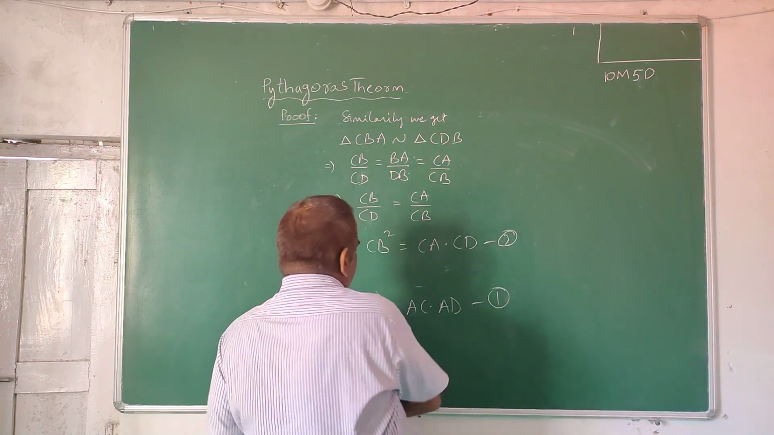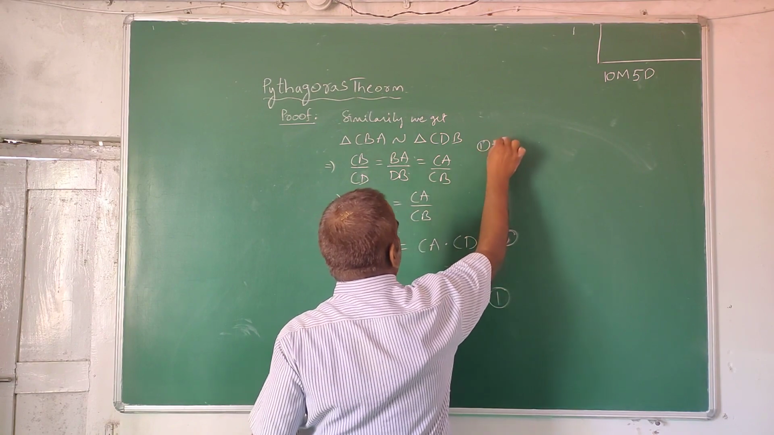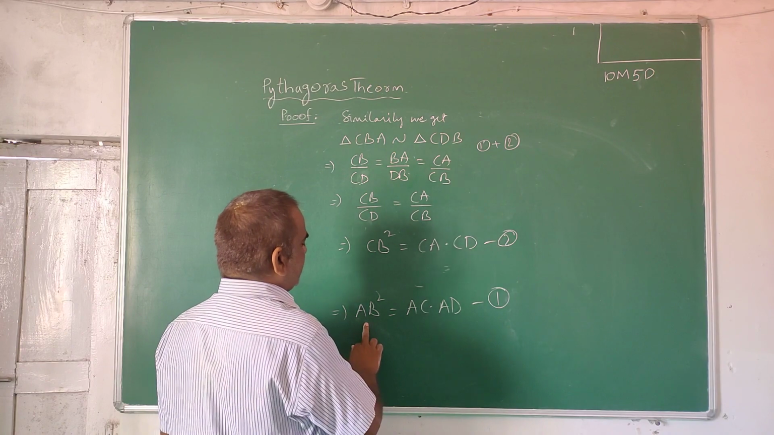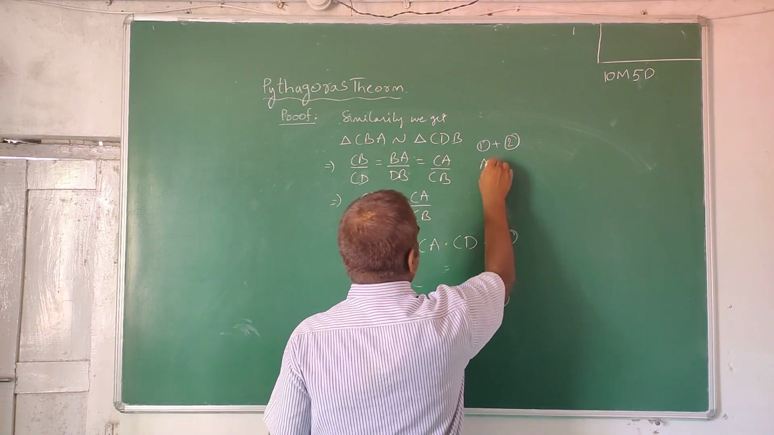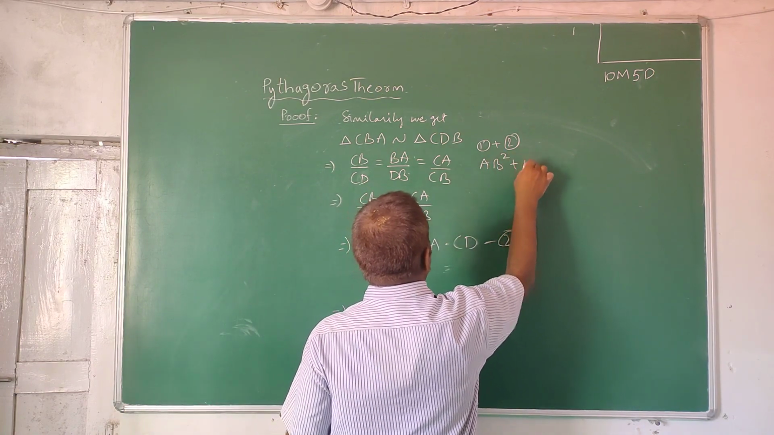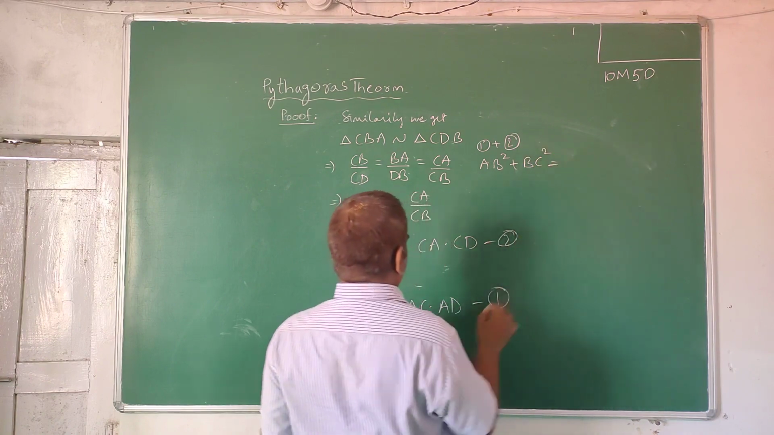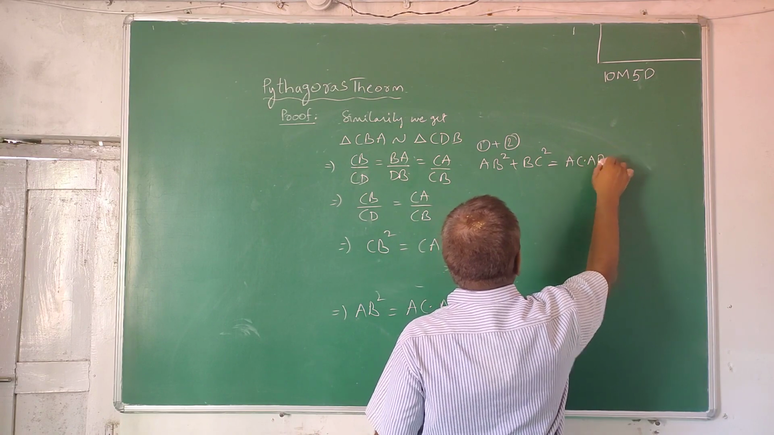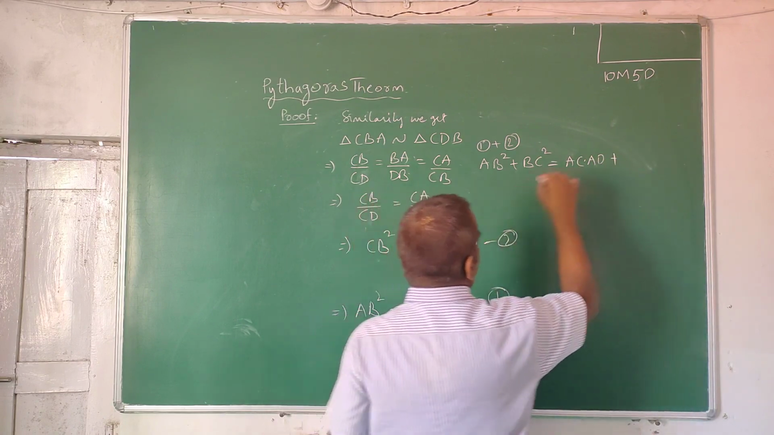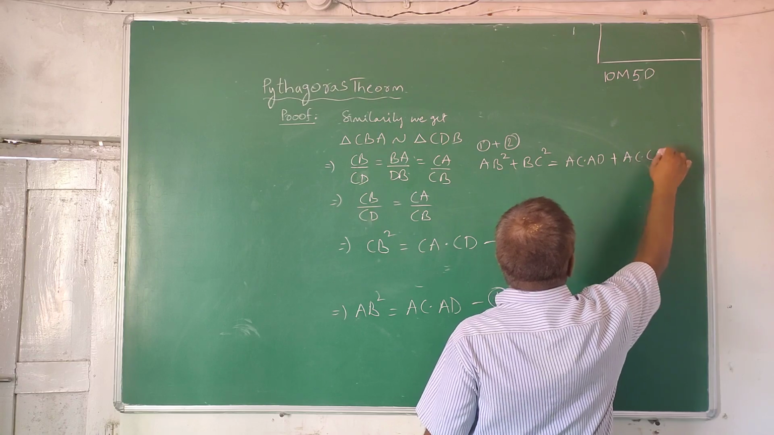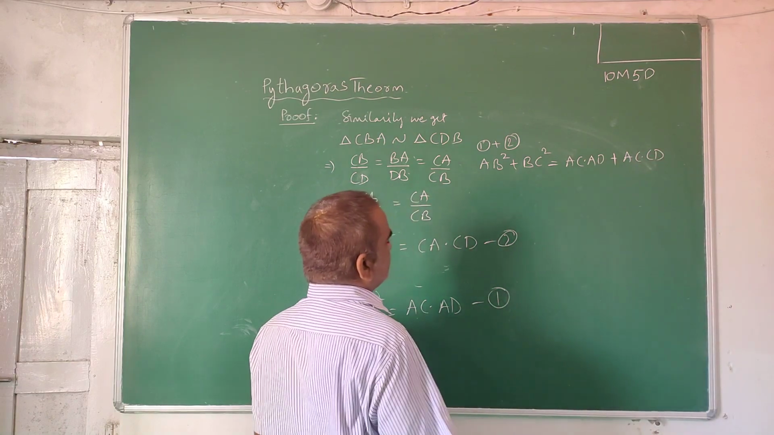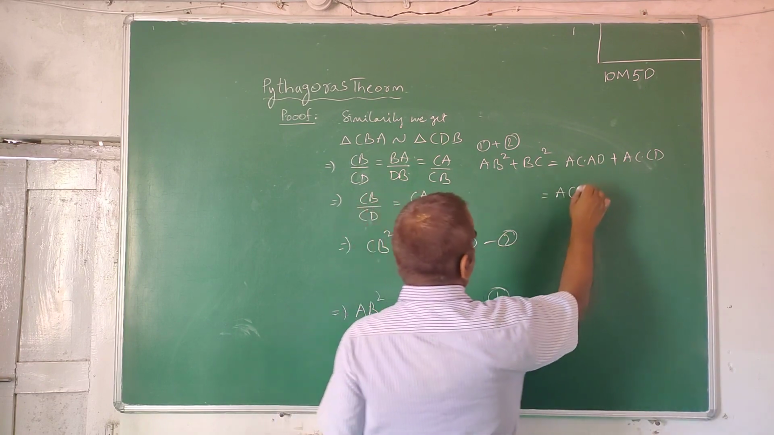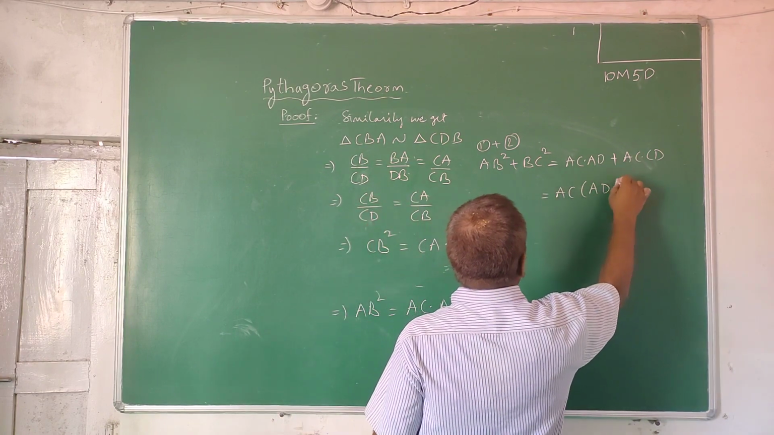So now what we are going to do is we are adding 1 and 2. By adding 1 and 2, what do you get now? AB square plus BC square is equal to AC into AD plus AC into CD. Then if you take AC common, you get AD plus CD.